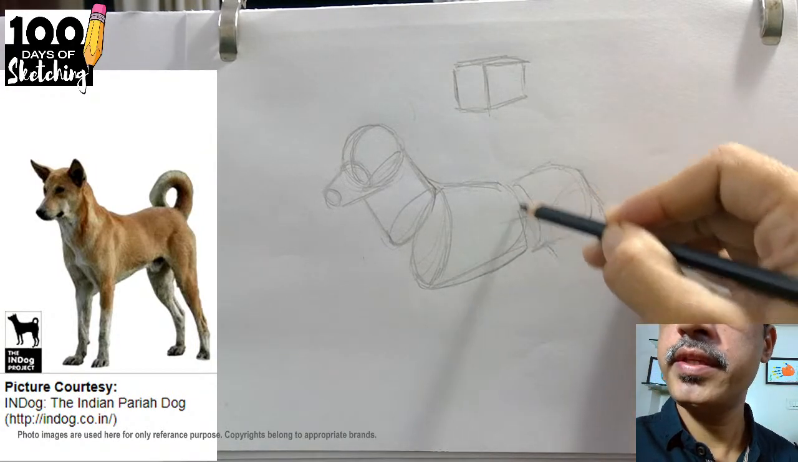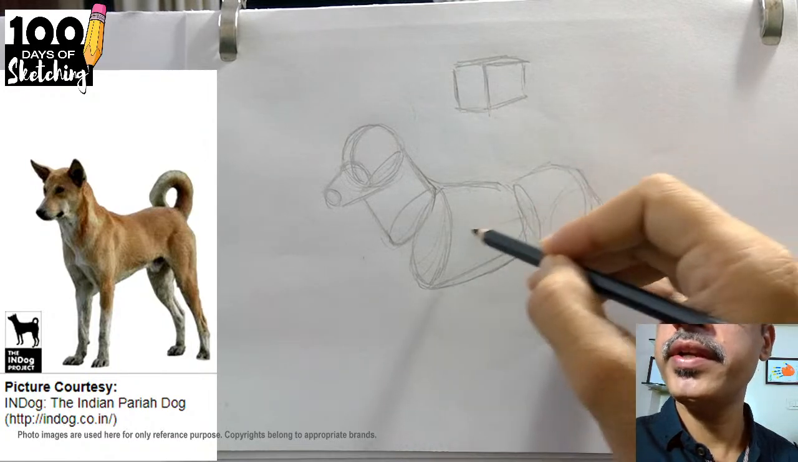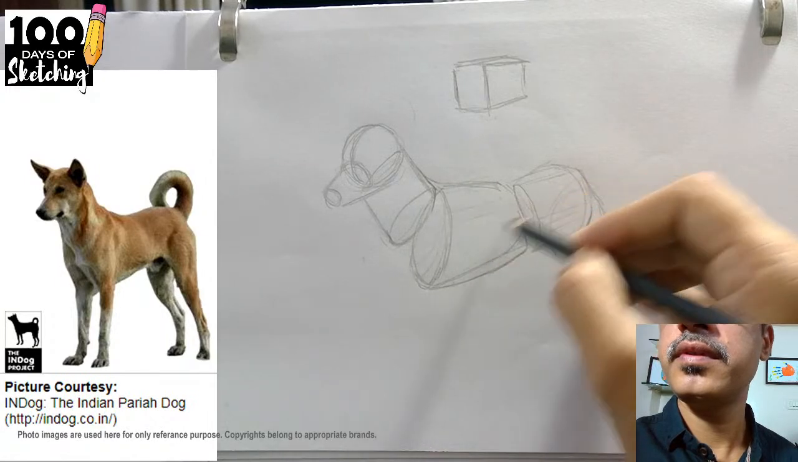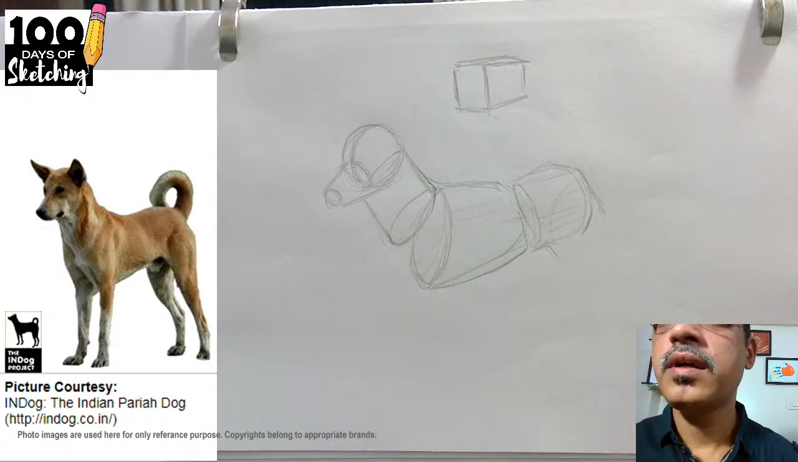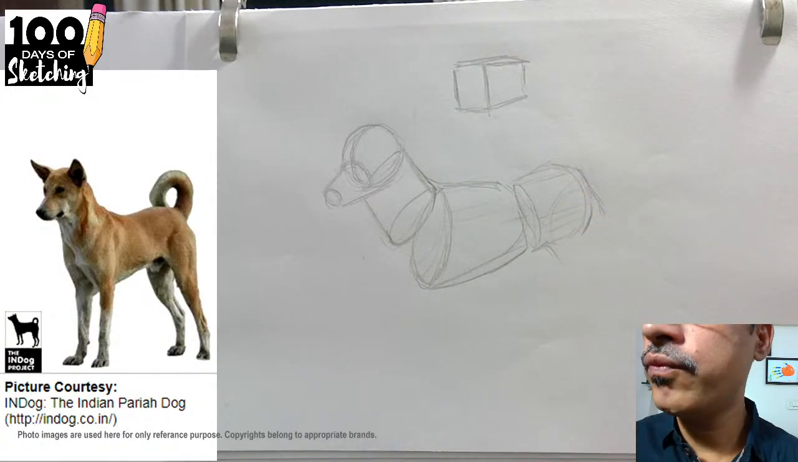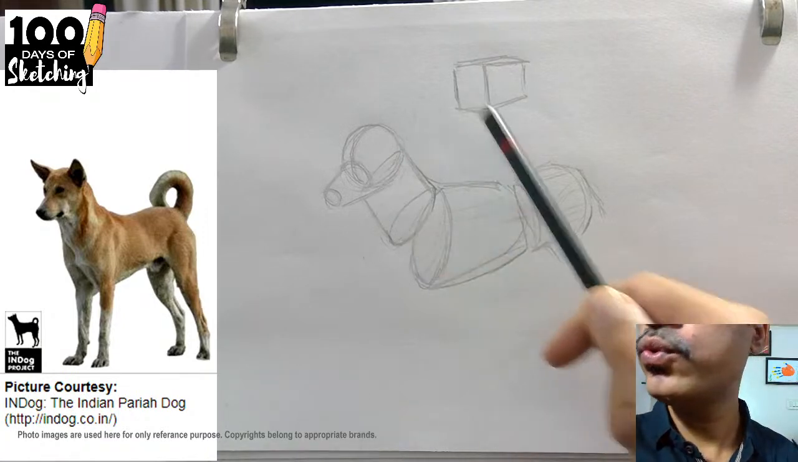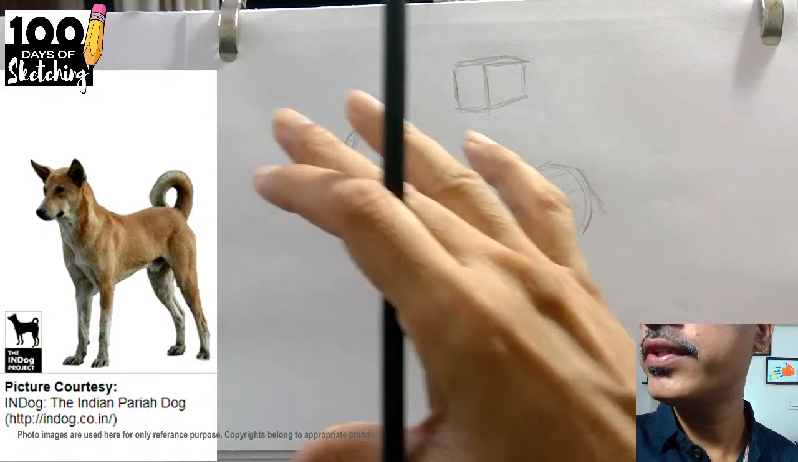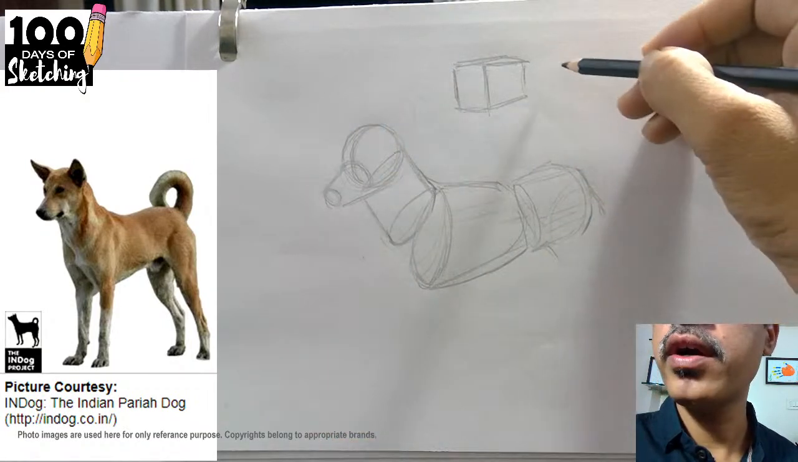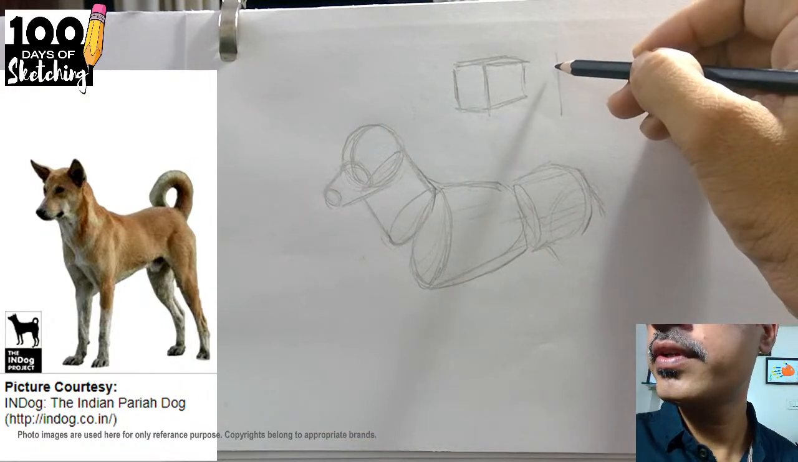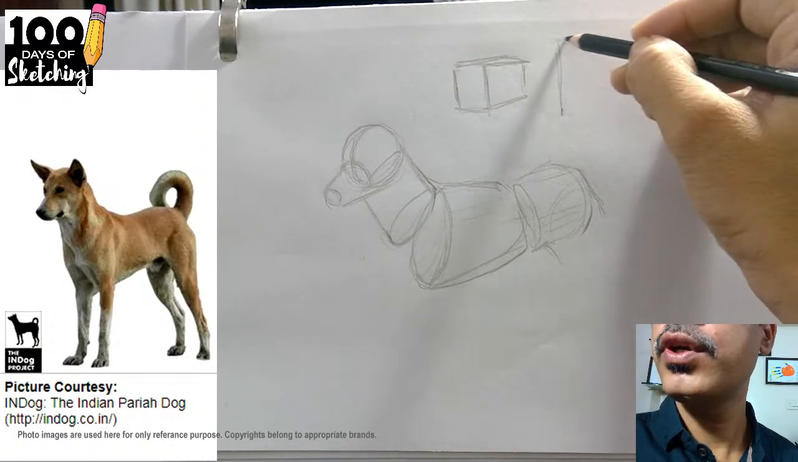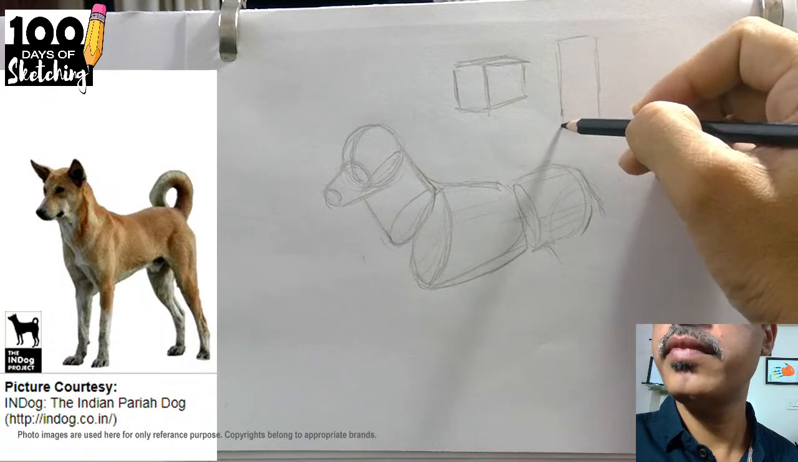So again, this can also be one of the cylinders. One more thing I would like to suggest here is that I can see the entire dog in this cubical form.